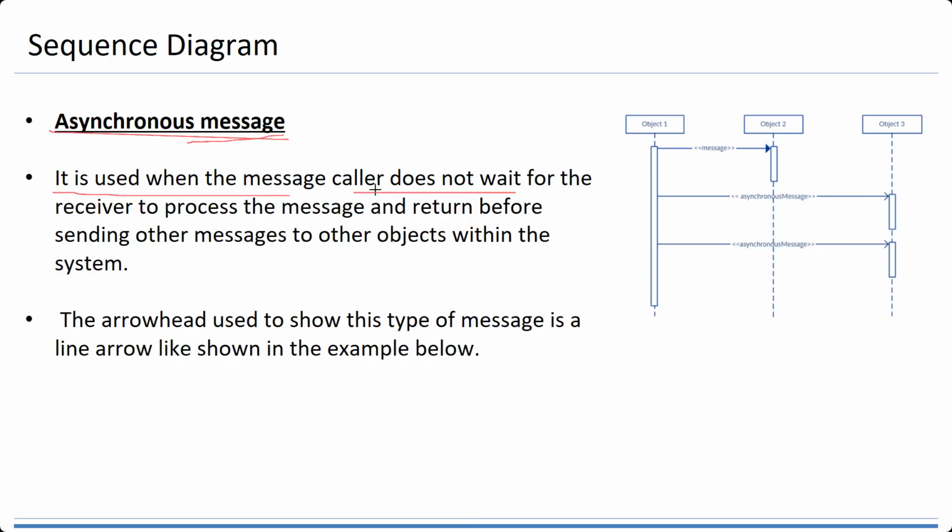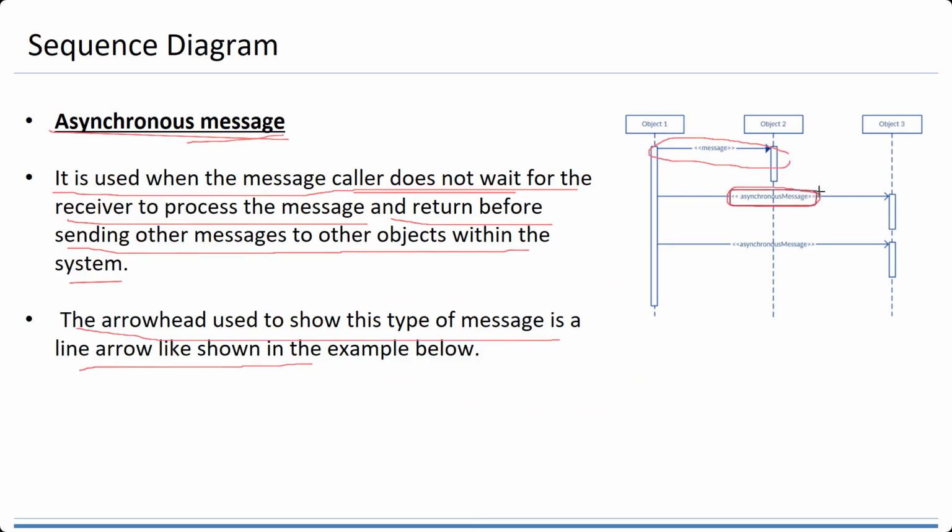So it is used when the message caller does not wait for the receiver to process the message and return before sending another message to other objects within the system. So the arrowhead used to show this type of message is like this line arrow. So the same with this one. But sometimes we will put the message here, whether it is asynchronous or synchronous.